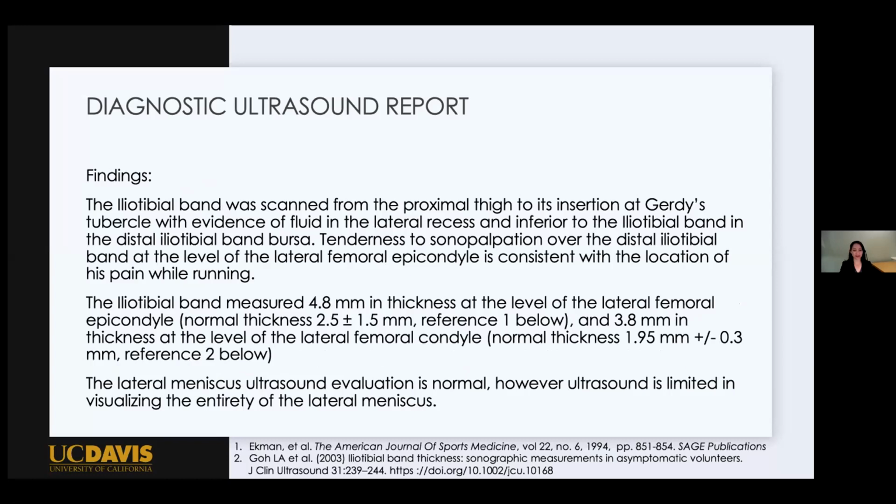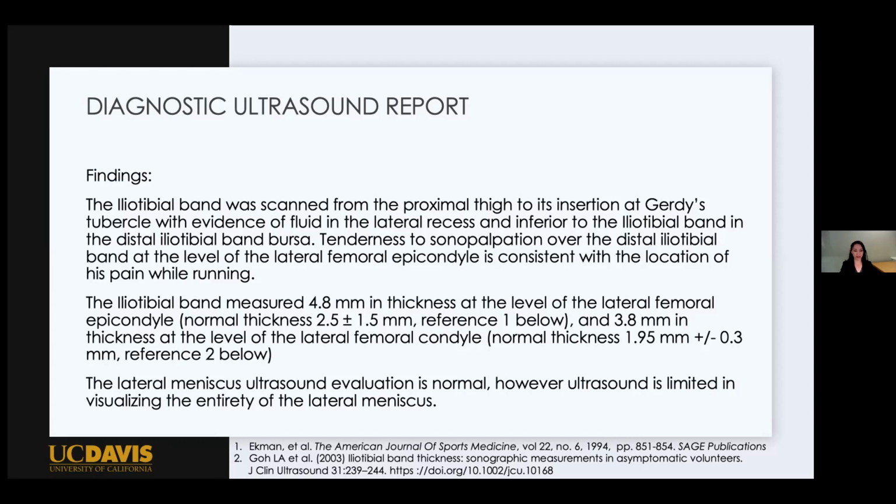The findings include that the iliotibial band was scanned from the proximal thigh to its insertions at Gerdy's tubercle, with evidence of fluid in the lateral recess and inferior to the iliotibial band in the distal iliotibial band bursa. There is tenderness to sonopalpation over the distal iliotibial band at the level of the lateral femoral epicondyle, which is consistent with the location of his pain running.